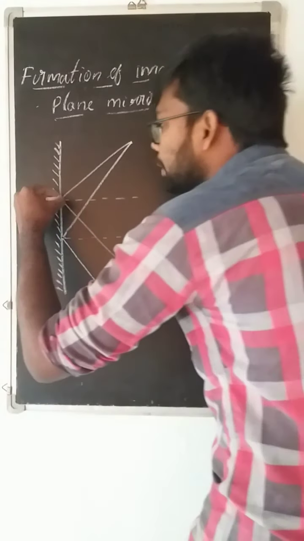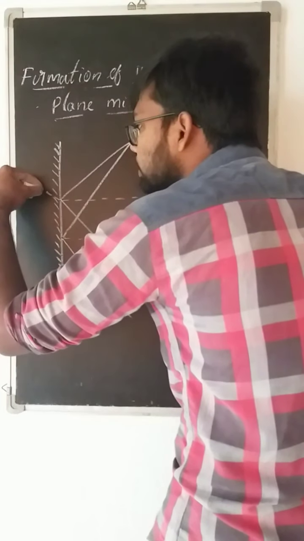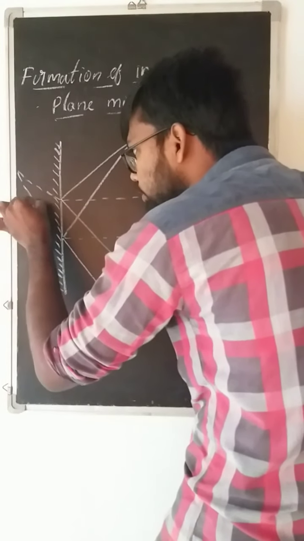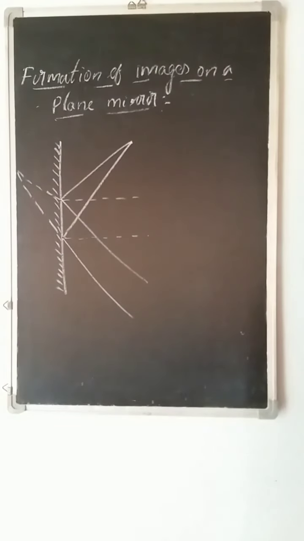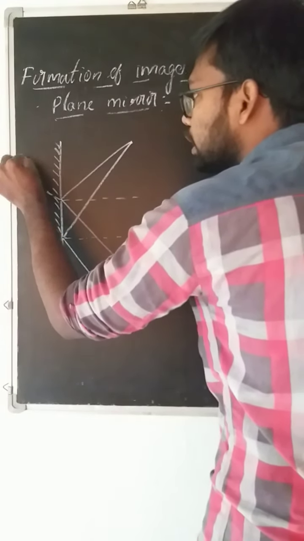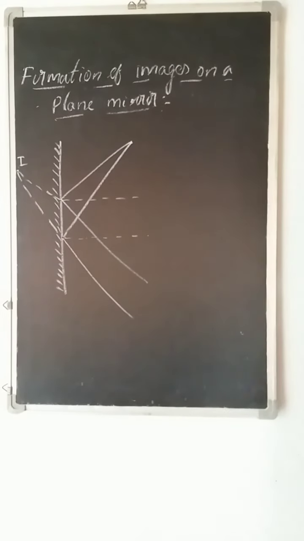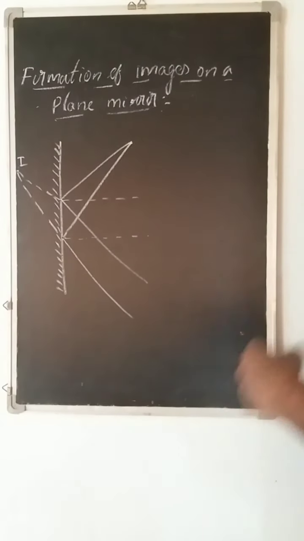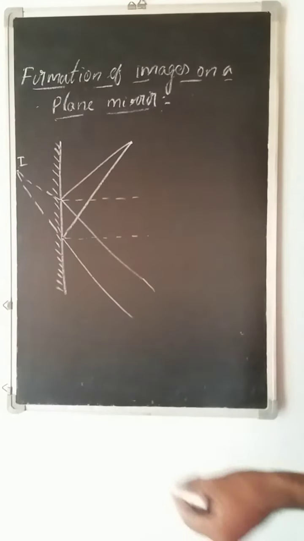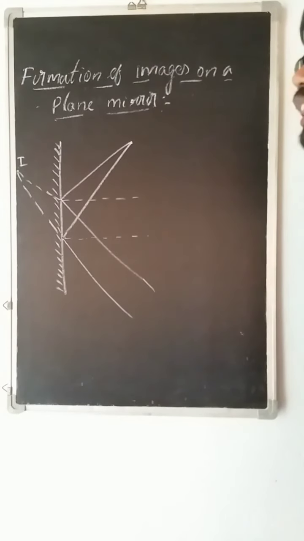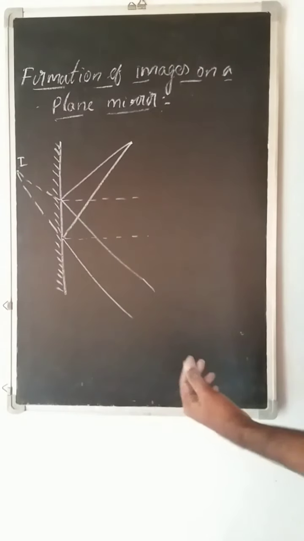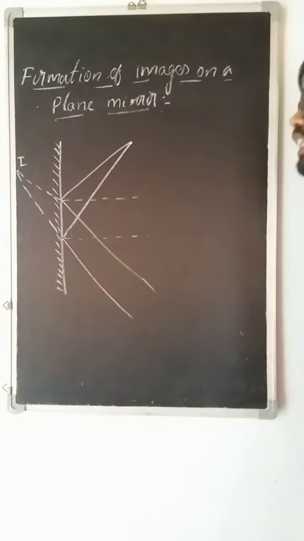If we draw imaginary lines from the normal, and where these two imaginary lines will meet, that will be formed as the image. The image will be formed at the back of the mirror. Actually, this will be formed at infinity position. Okay, this image will be formed at infinity position, but at that infinity position we are finding it at the back of the mirror. This is when two rays are incident on the plane mirror.